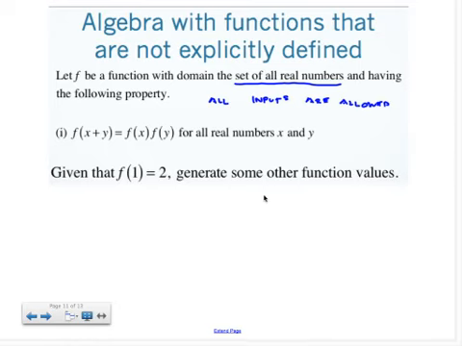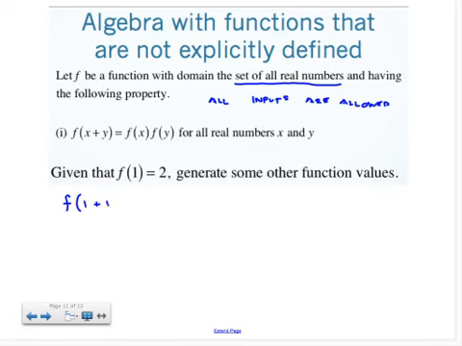So what can we do? All we know is that f of 1 is 2, and we have this property here. So in this first piece, I have to be able to input two numbers, x and y. I can choose whatever I want them to be. I'm in charge. That's the input, the independent variable. I can choose that. So since I know f of 1 is 2, maybe I'll use 1 for both x and y.